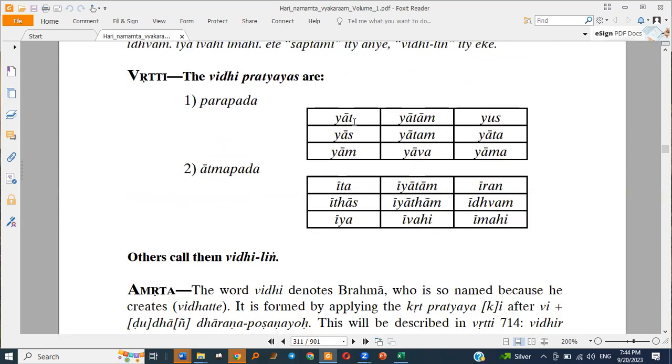So the pratyayas are yat, the Parapada pratyayas: yat, yatam, yus, yas, yatam, yata, yam, yava, yama. For example, you might have heard a verb which is syat or syu. That syat is from here, syat, syu, and so on. And then the Atmapada ones are Ita, Iyatam, Iran, Ithas, Iyatham, Idhvam, Iya, Ivahi, Imahi. So these are the Vidhi ling pratyayas, the Vidhi pratyayas.